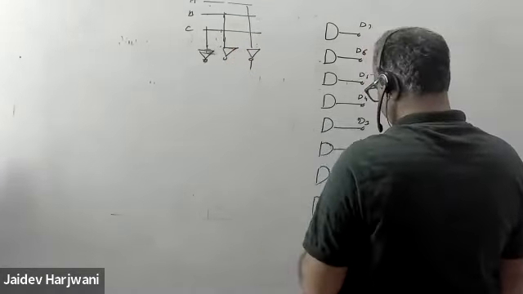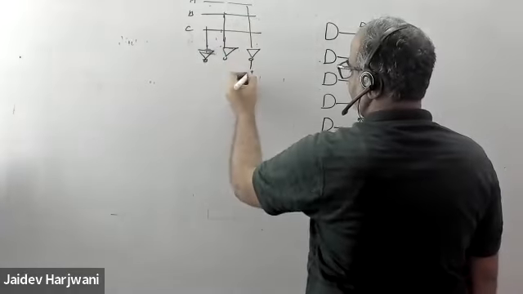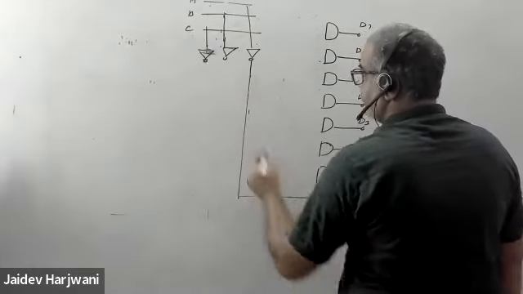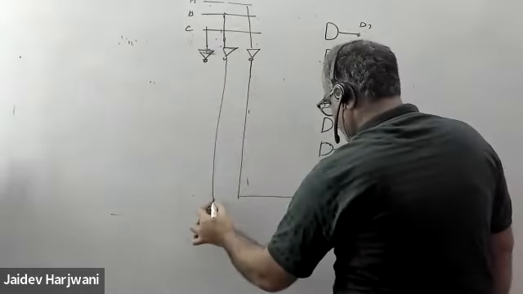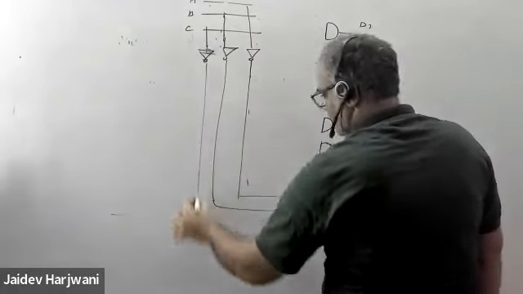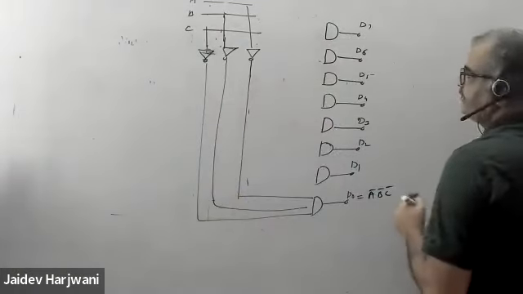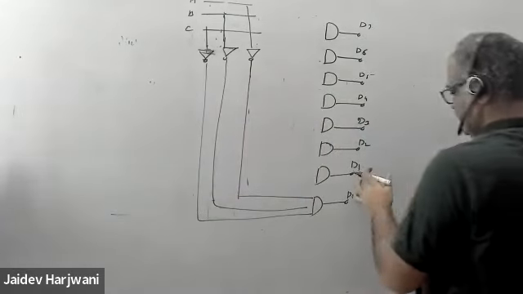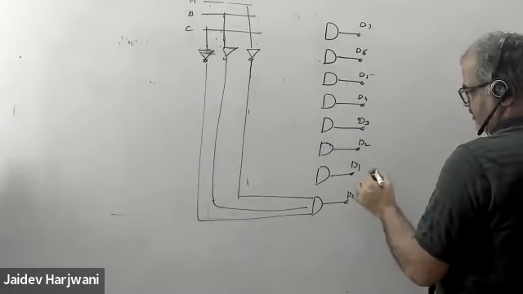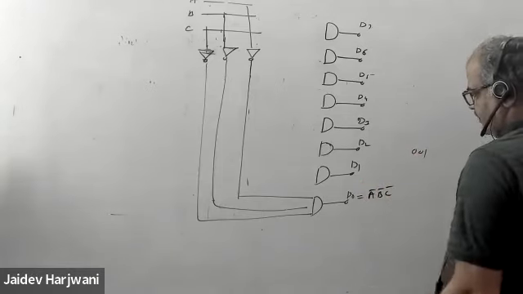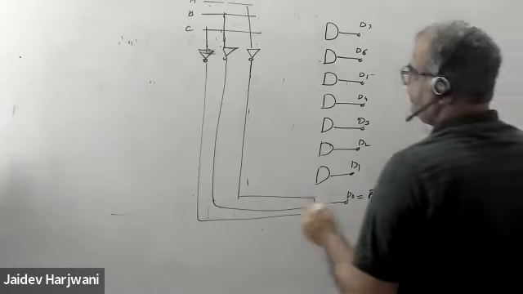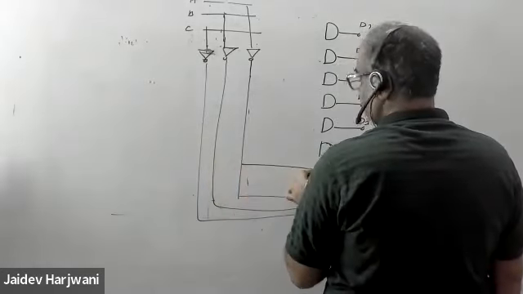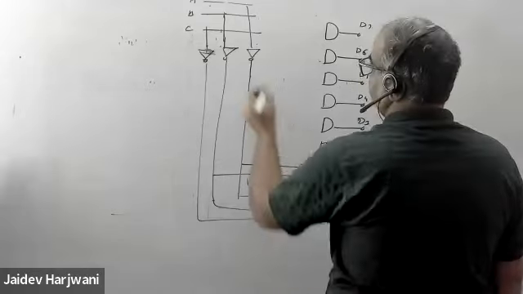Okay, so here I want A, B, C. So let me put here A, and this is your B, and this is your C. So this is your ABC. Okay, similarly you have to put other answers also. Okay, so suppose you want this is 001. This is D1, which is basically 001. Okay, so A bar, B bar, C. Okay, so you want A bar here, B bar here, and you want C here.